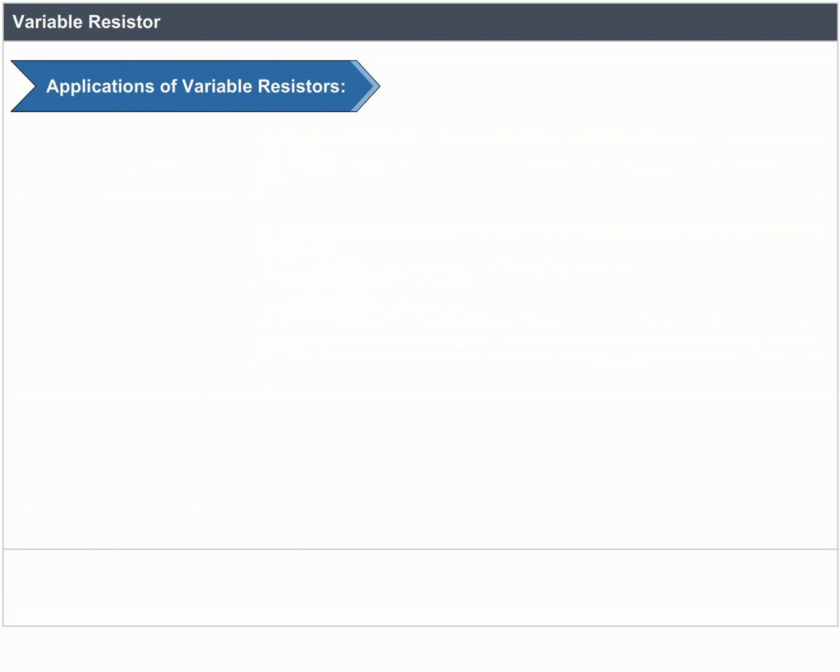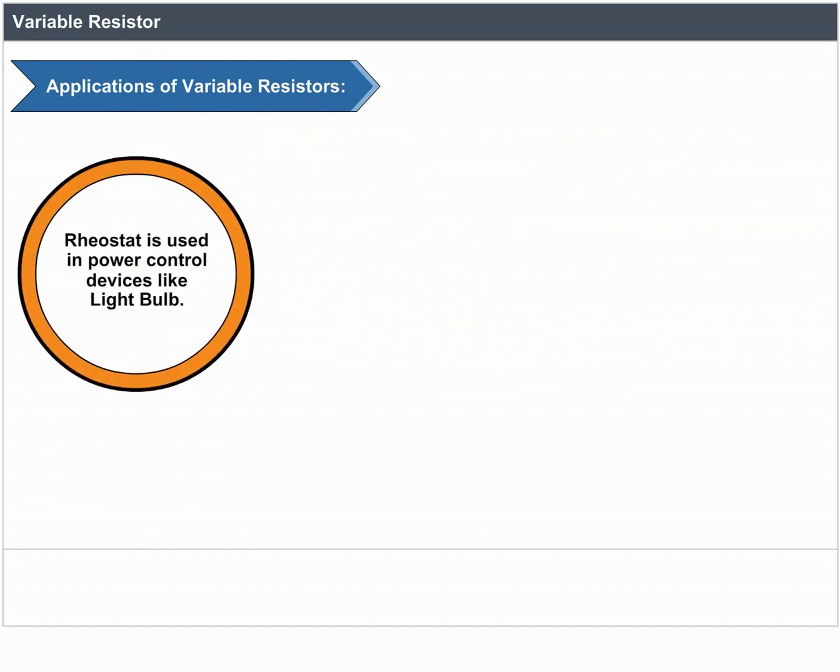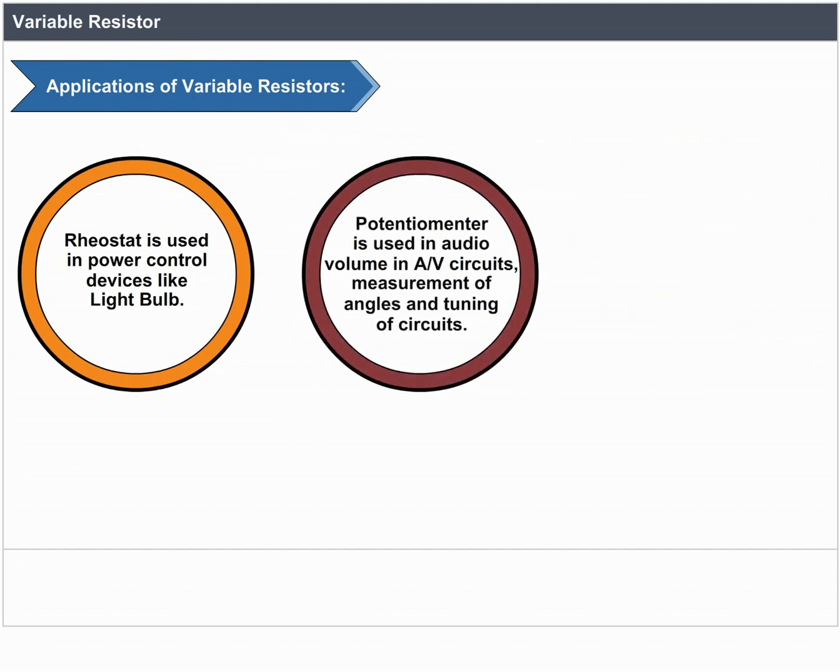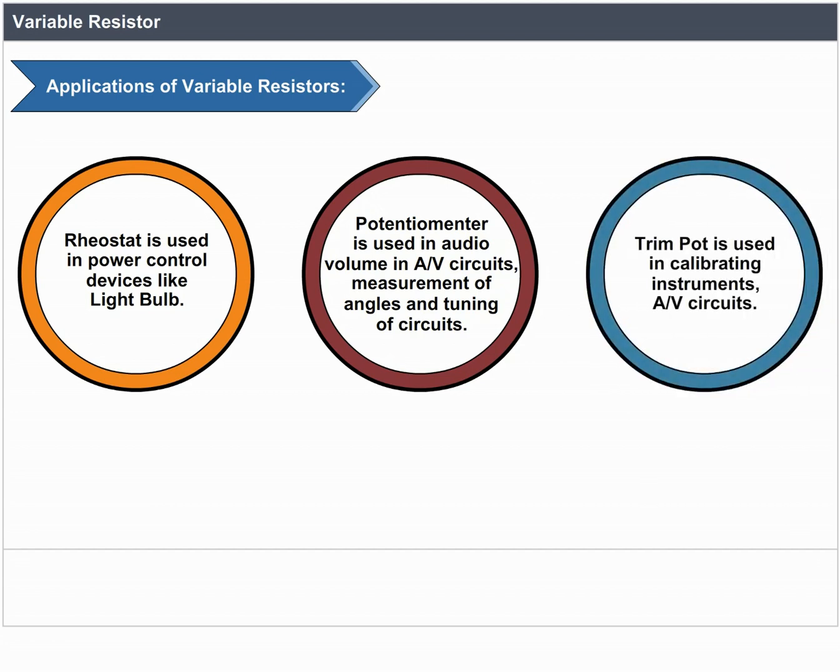Applications of variable resistors. Rheostat is used in power control devices like light bulb. Potentiometer is used in audio volume in AV circuits, measurement of angles, and tuning of circuits. Trim pot is used in calibrating instruments, AV circuits.